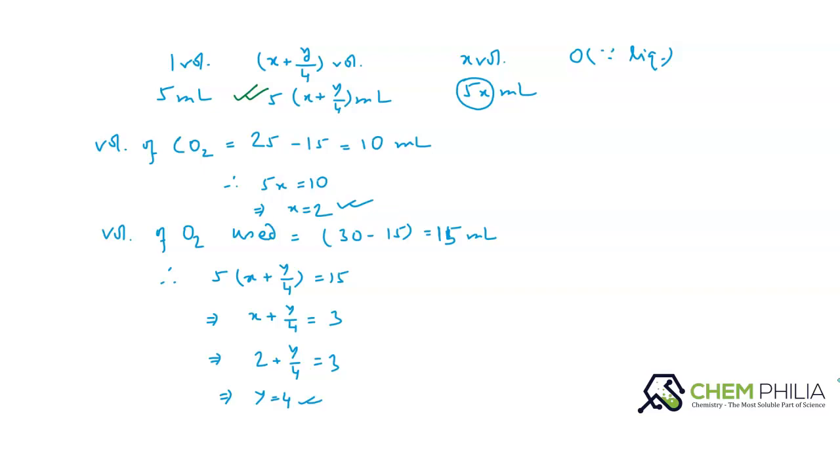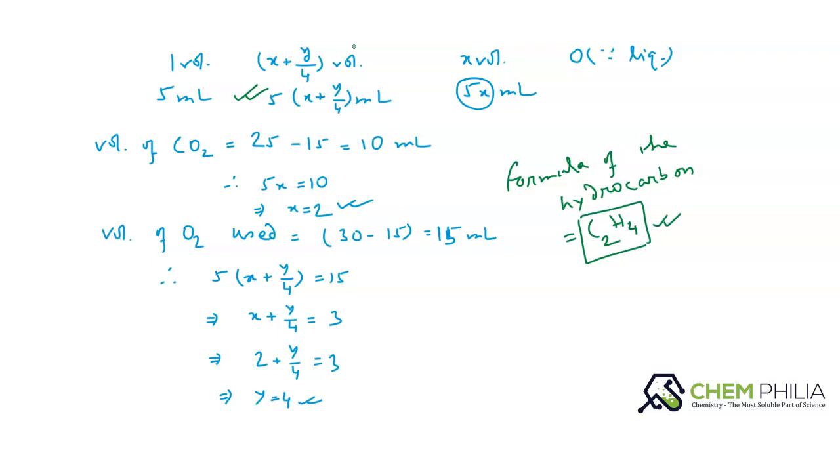So what will be the formula of the hydrocarbon? So we are writing it here. Formula of the hydrocarbon will be CxHy. x is 2, y is 4. So C2H4, this is the formula of the hydrocarbon. So I hope you have understood the solutions of the questions that I've discussed in this video.